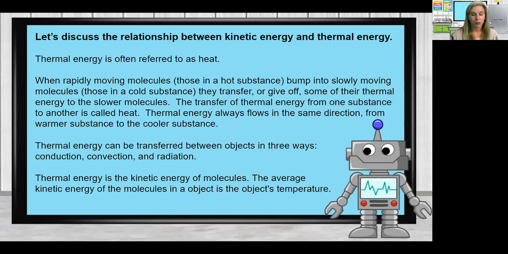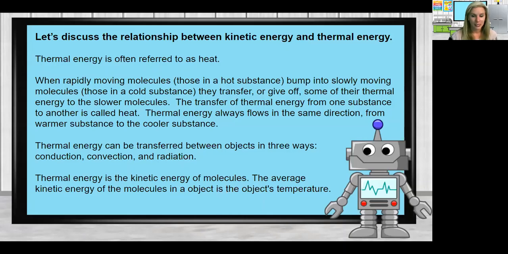Thermal energy can be transferred between objects in three different ways: conduction, convection, and radiation, and we'll touch on those in another lesson. Thermal energy is the kinetic energy of molecules. The average kinetic energy of the molecules in an object is known as the object's temperature.